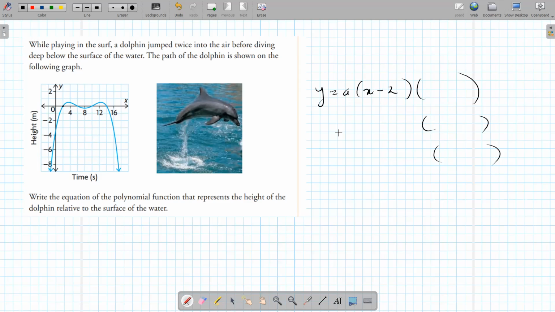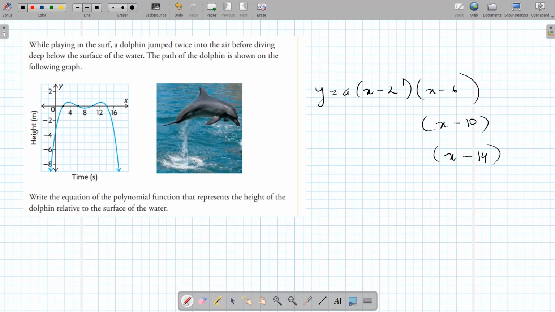X minus 2, right? The next one is at 6, so x minus 6. The next one is at 10, right? X minus 10. What's the last one? Last one is right there, 14. All 4 of these zeros have how many roots? 1, right? Because they're not turning, they're just crossing. If it crosses, it's 1 root, okay? They're all to the power of 1.